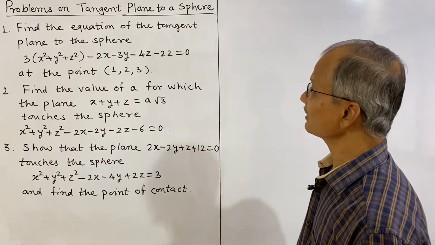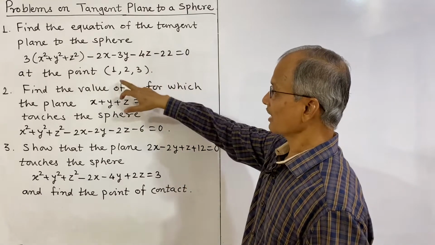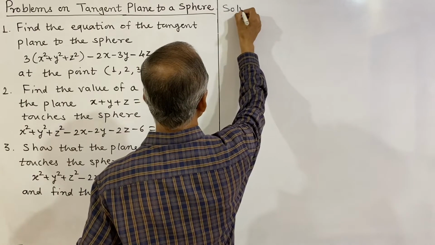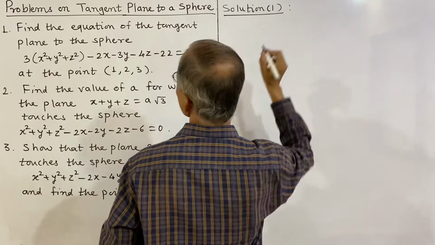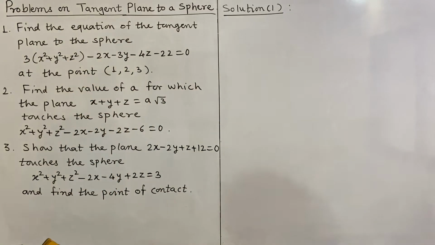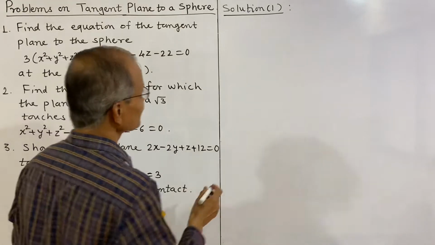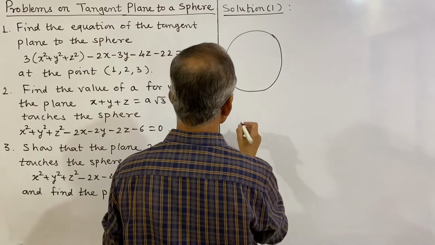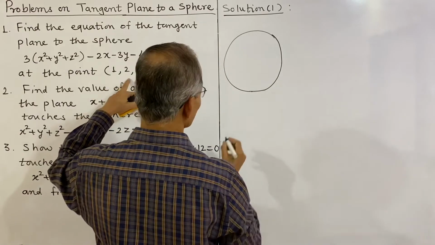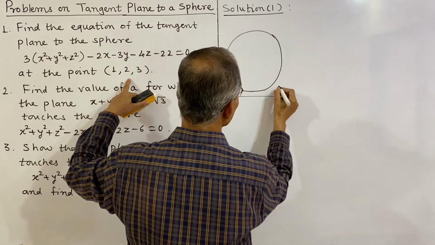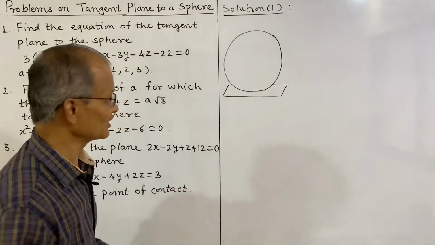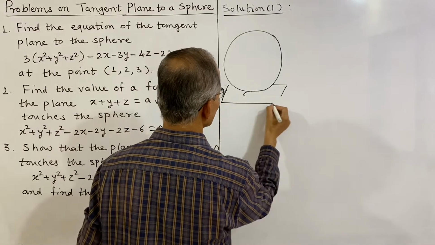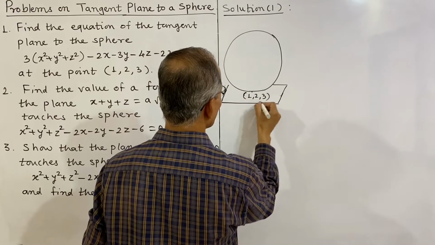See, the first problem is: find the equation of the tangent plane to this sphere at this point. So, we shall solve this problem, and that is the solution for 1. This is the sphere and we want to find the tangent plane at this point. The point of contact is given. So, I shall draw a figure here. Suppose this is the sphere, and let us suppose this is the point of contact, that is 1, 2, 3, and the plane will be here. So, this is the plane where the sphere touches the plane at this point. We have to imagine it. The point is 1, 2, 3, which is the point of contact.